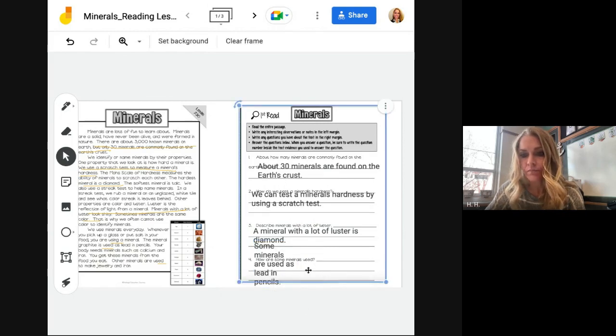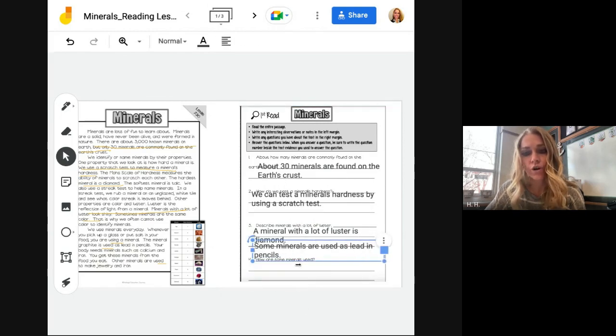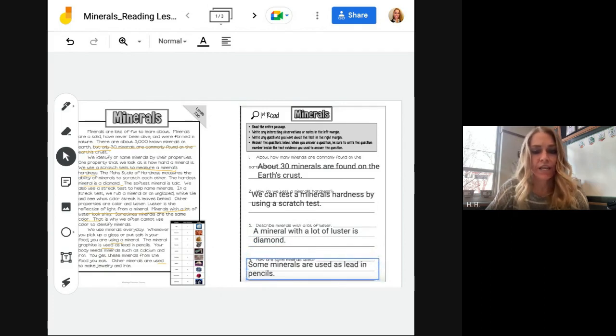All right. Go ahead and enter your response into the chat box, or if you'd like to share out loud, raise your hand and we'll hear what you have to say. Some minerals are used as lead in pencils. You might have chosen maybe they're used to make jewelry, or maybe some minerals are used in the foods we eat, right? Those are all great choices.